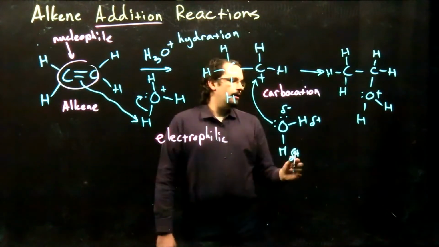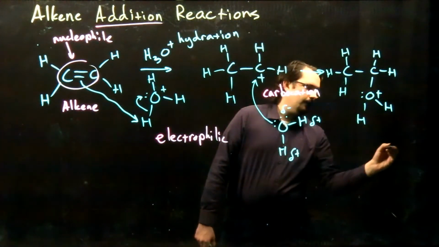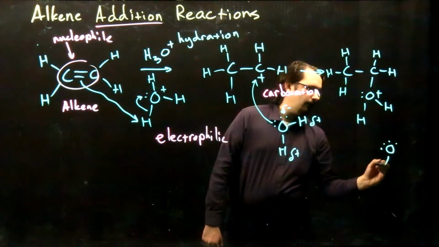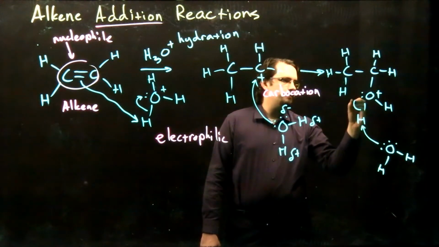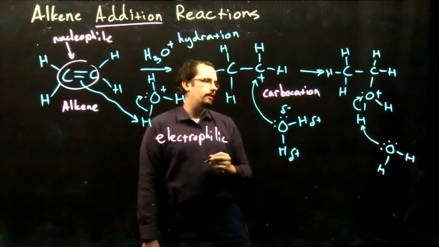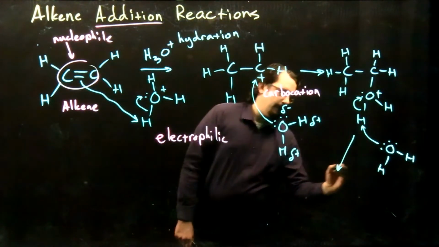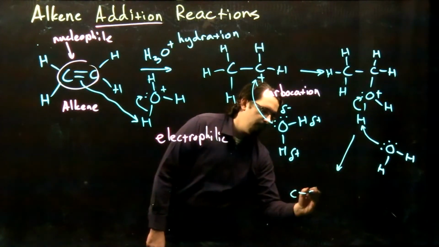So now at this point we just have to bring in another unit of water, and if we deprotonate our alkyloxonium ion, we form an alcohol.